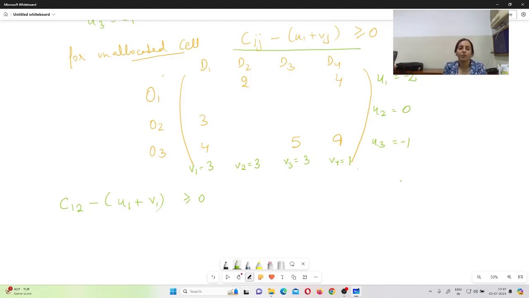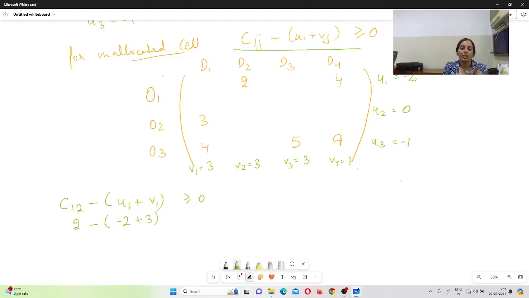So check it for C12, that is 2, minus U1, V1 already found. U1 is minus 2 and V1 is 3. So write it over here, minus 2 plus 3, for V1, 3, right?